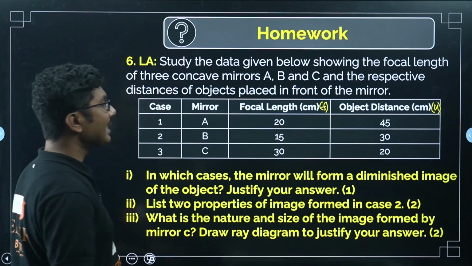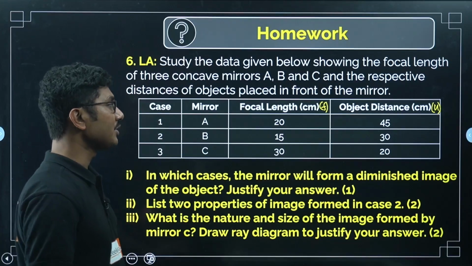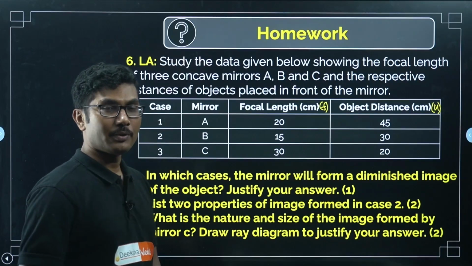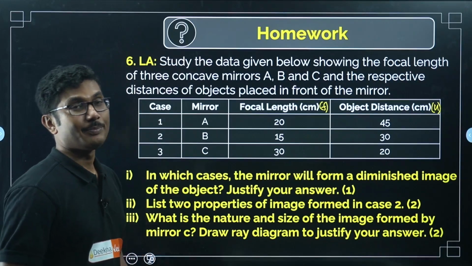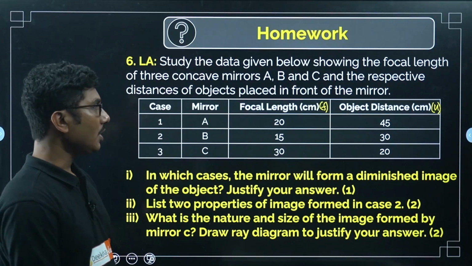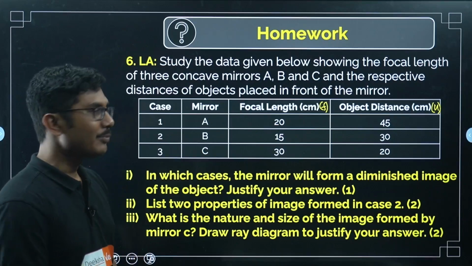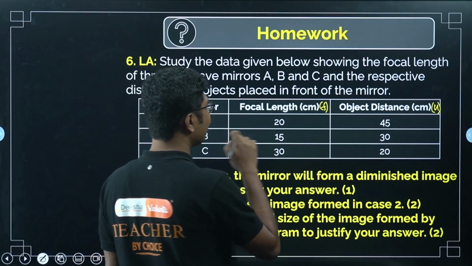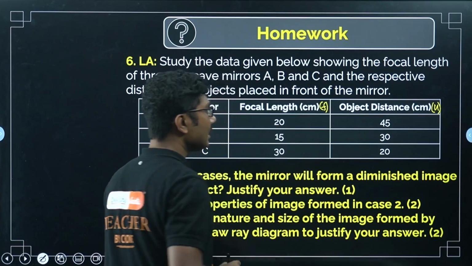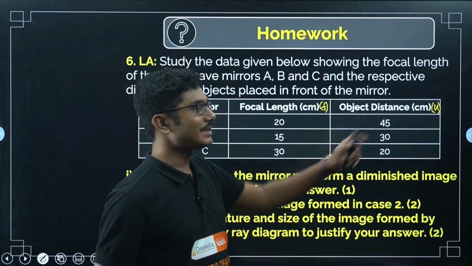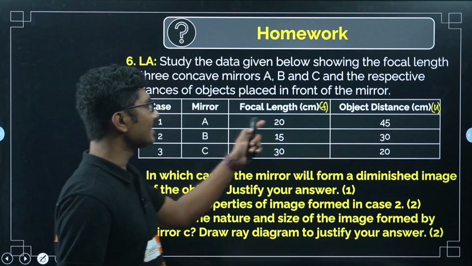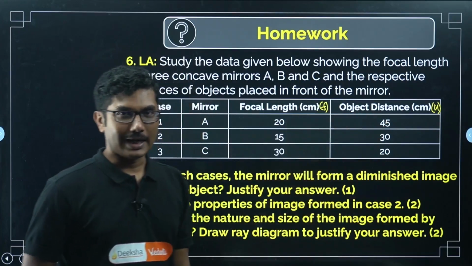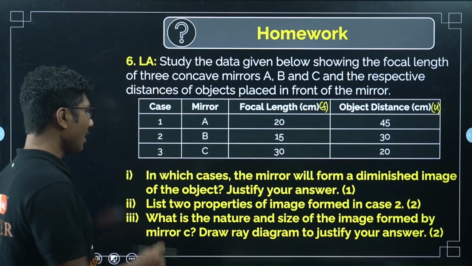So in which case will the object form a diminished image? A diminished image is formed only when the object is beyond 2F, or beyond C. So what is this case? Only one case is possible, when the focal length is 20 centimeter and the object distance is 45 centimeter. You can see that it is beyond 2C, right? I have already given you the answer for question number 1.